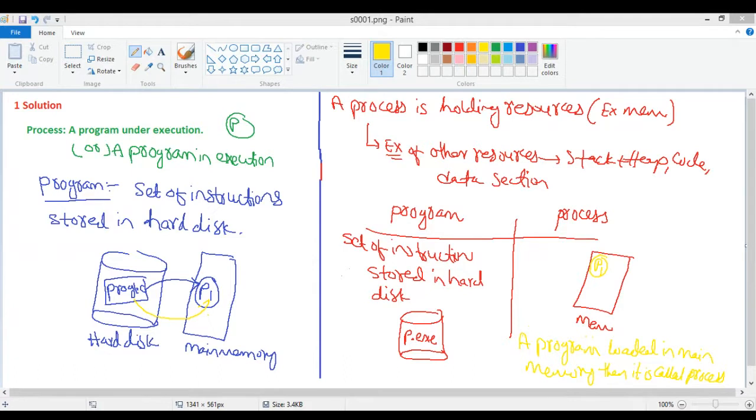Please give the answer fast so that we can proceed. Good, great. I'm seeing that all of you are giving the right answers. That's great. I'm expecting an answer from Usar. What is stored in hard disk? The correct answer is program.